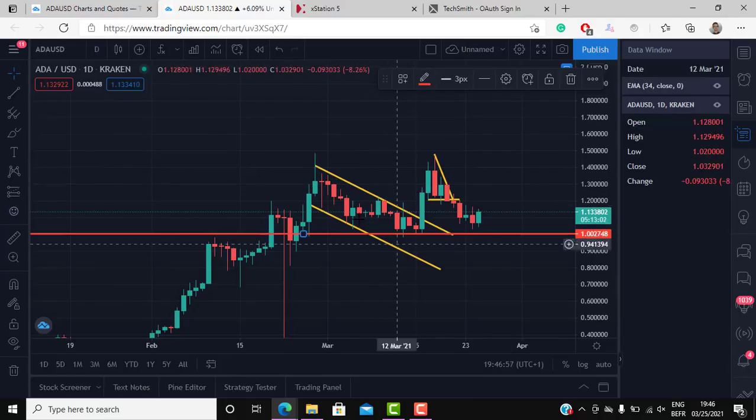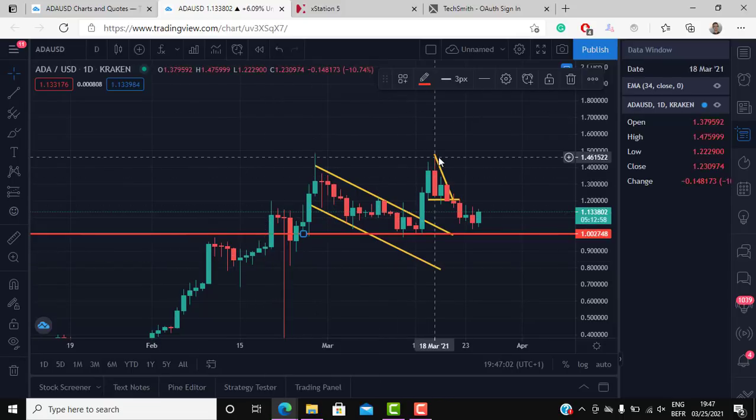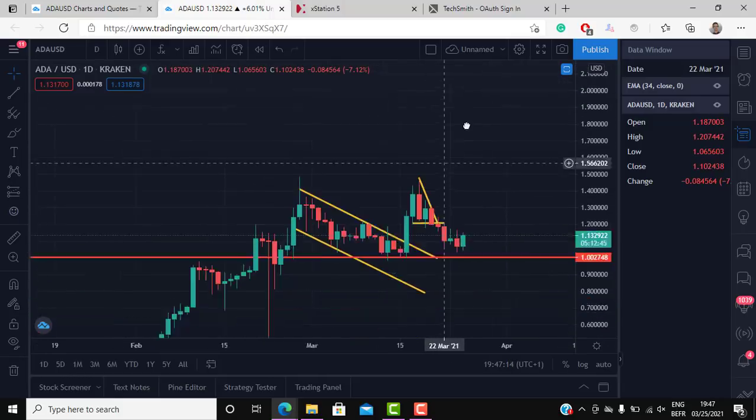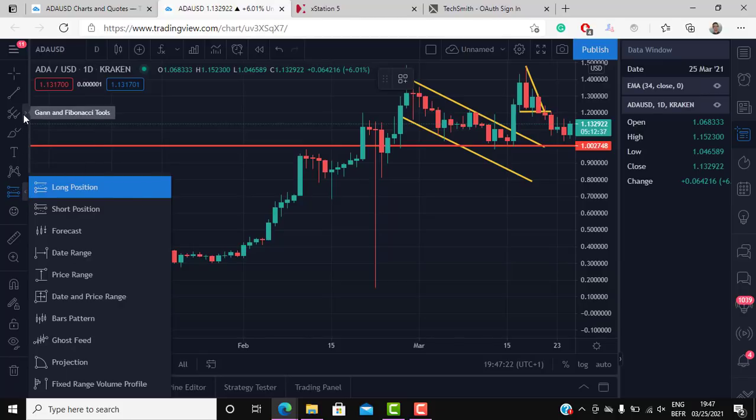Now, if we go back to Cardano here, we do have these targets of 1.4 and 1.2. If we do take these two targets, I think that the big move will start to come again, and for the next target, we're going to use Fibonacci expansions.